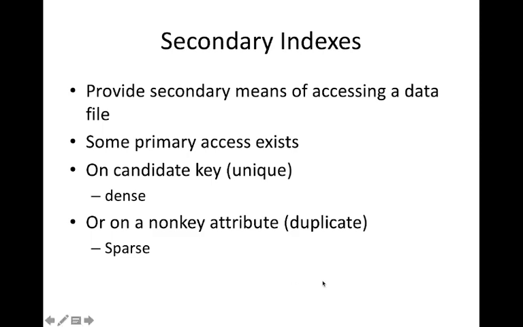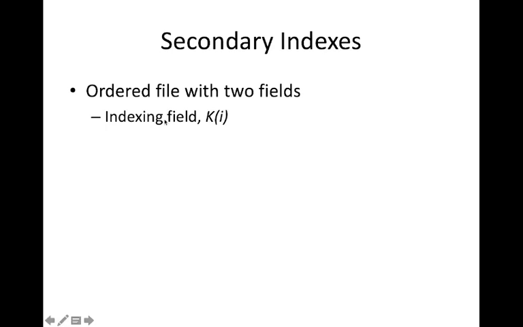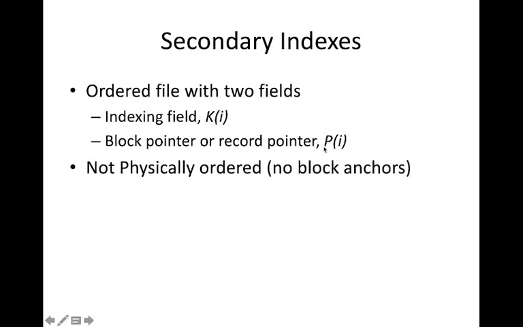So if you are providing the index based on name, then it will be a sparse index. If you are providing a secondary index based on some unique key, then it will be dense. And if it is based on a non-key attribute, there will be duplicates, so it will be a sparse index. We'll see how to do this. A secondary index also consists of an ordered file with two fields, like in the previous primary and clustering indexes. One is the indexing field, which we call Ki, and the other is a block pointer or record pointer, Pi.